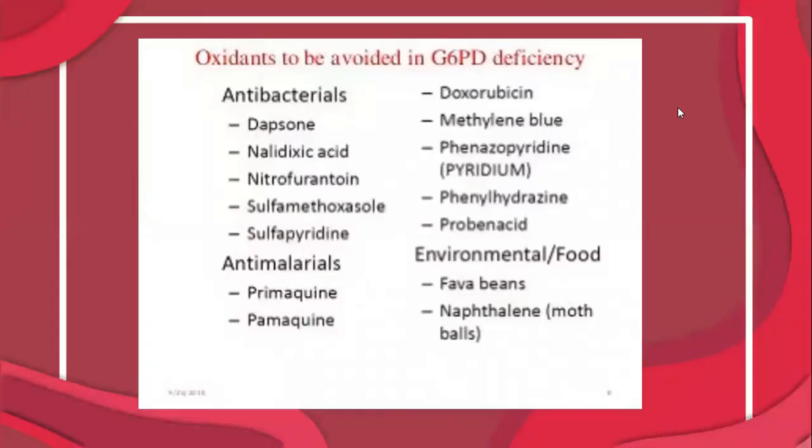So what are these oxidative stressors? These are usually antibacterials, antimalarials, and environmental or food triggers, which are faba beans and naphthalene. Faba beans are very much associated with G6PD deficiency because they are a food to be strictly avoided by persons with G6PD deficiency.